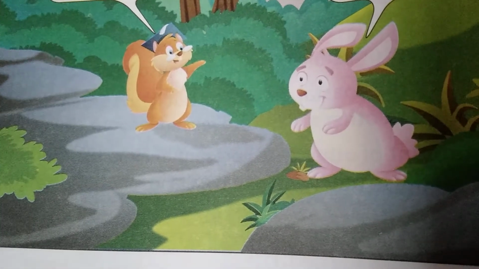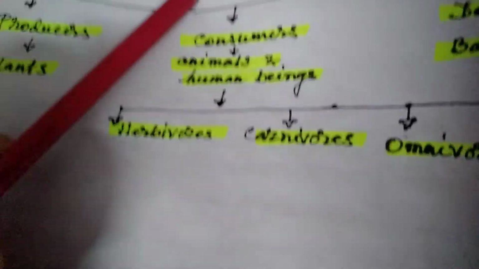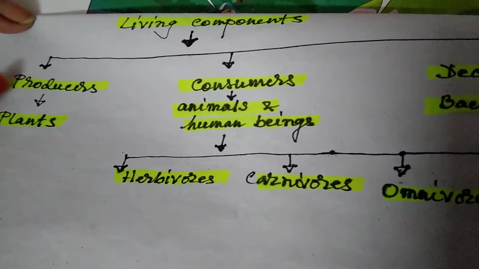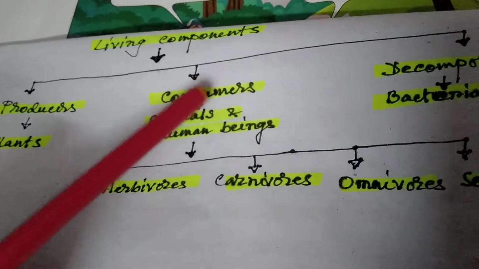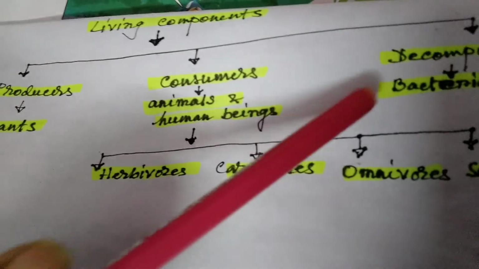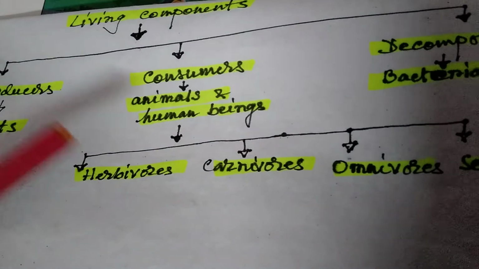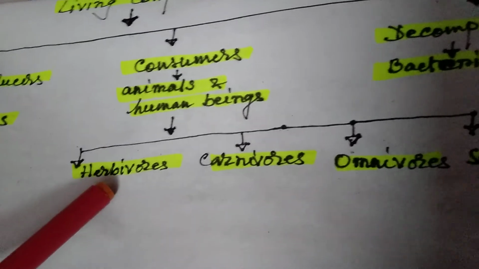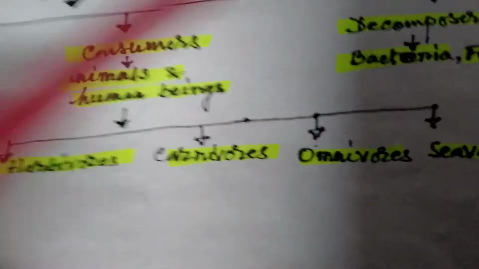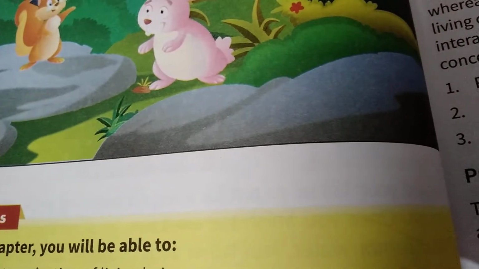Living components can be categorized into three types: producers, consumers and decomposers. I'm showing you a chart again. Living components are divided into three parts: producers, consumers and decomposers. Producers are plants, consumers are animals and human beings, decomposers are bacteria and fungi. And the consumers are four types: herbivores, carnivores, omnivores, scavengers. Is it clear to you? I think it is clear to you. Okay, next.